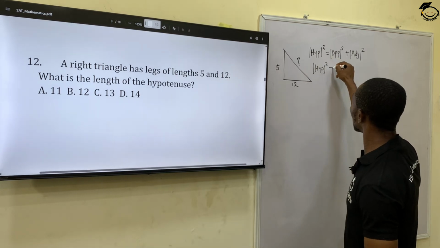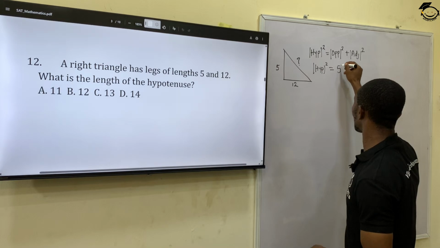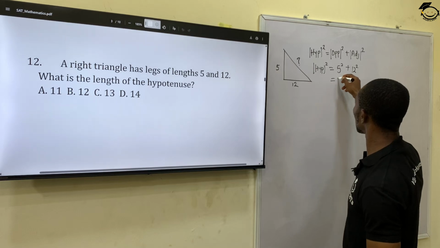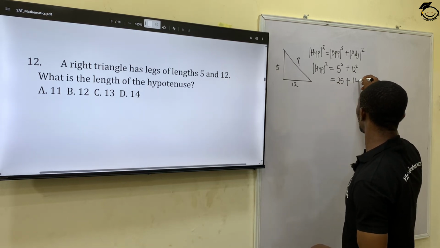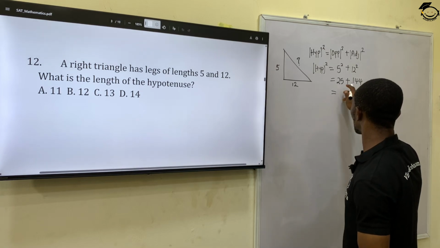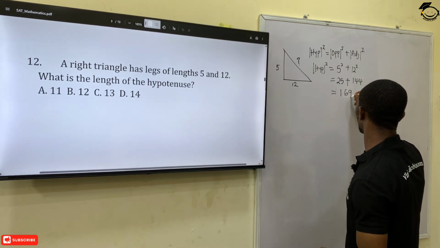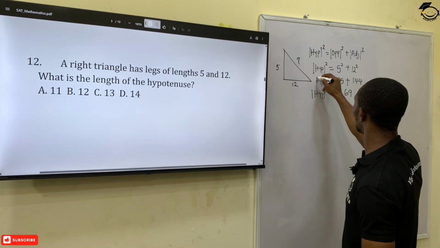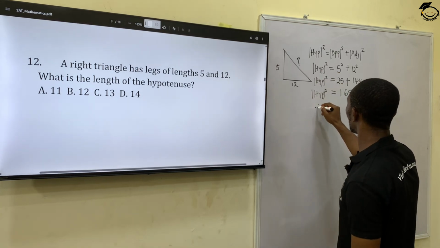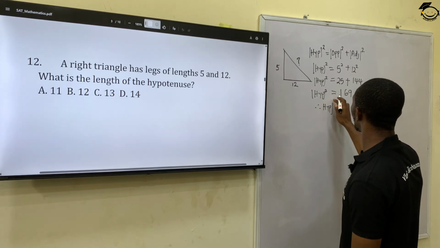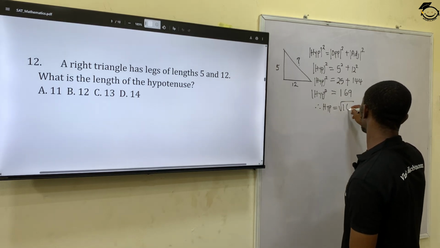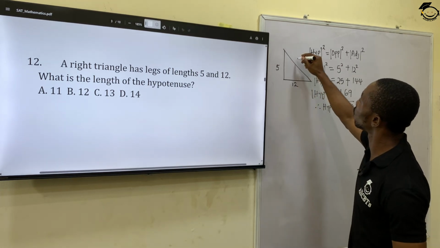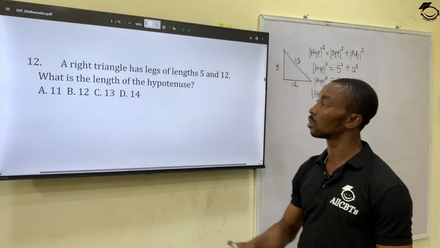Hypotenuse squared equals opposite is 5, 5 squared plus 12 squared. So this gives us 25 plus 144, which eventually, summing up, will give us 169. So our hypotenuse squared will give us 169. So therefore, hypotenuse will be the square root of 169, which will be 13. So our hypotenuse in this case will be 13, which is option C.